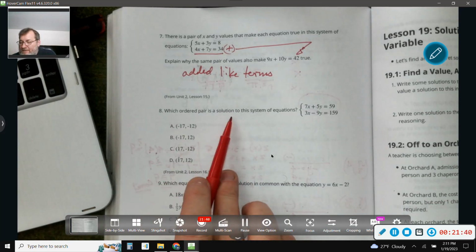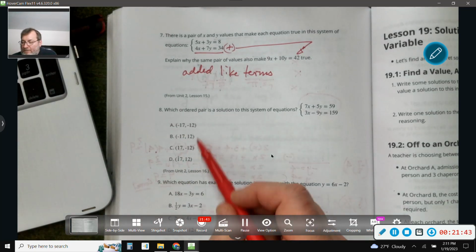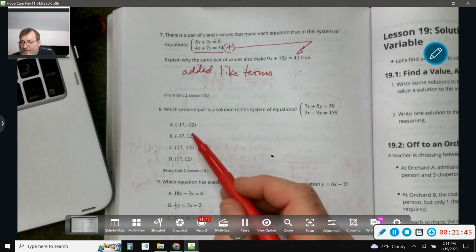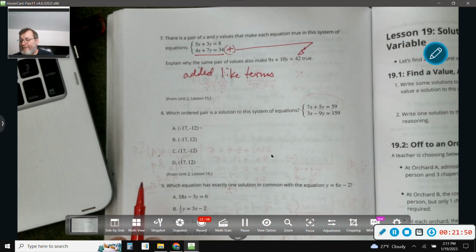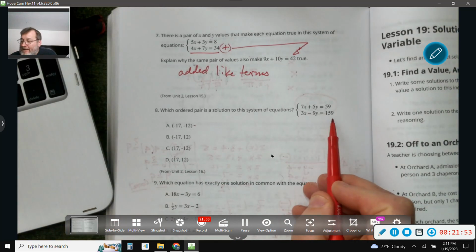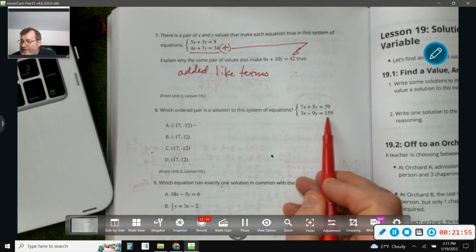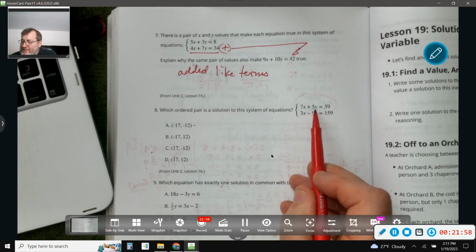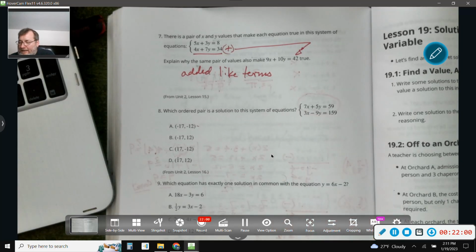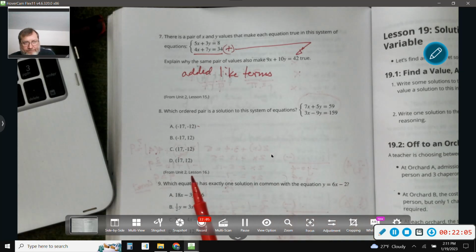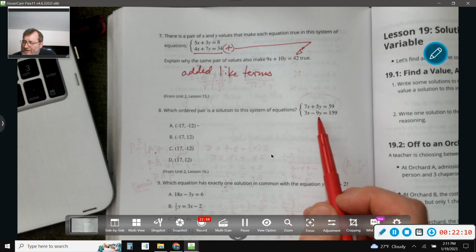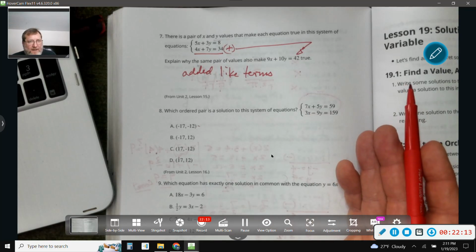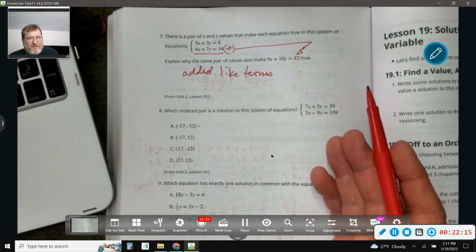Which ordered pair is a solution to this equation? We got a whole bunch of numbers here. So we could do trial and error, or we could go through and try to solve this thing. Let's see. You've got 7s and 3s and 5s and 9s. So yeah, you could do substitution in here, or we could just solve this thing. You don't have a lot of things here that are obvious to do.